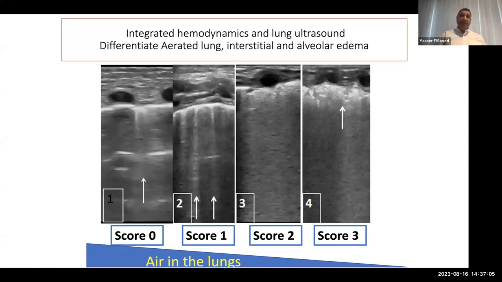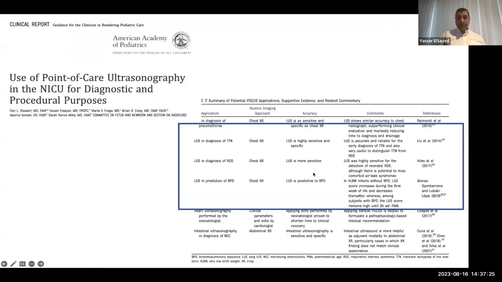Integrating hemodynamics with lung ultrasound instead of relying on X-ray, again, to optimize lung inflation is very important before considering pulmonary vasodilator. X-ray is very limited, but you can get a good idea from lung ultrasound, which is now the standard of care in our unit and a lot of units for evaluation of aeration and optimized ventilation. Lung ultrasound was recognized by the American Academy of Pediatrics, again in the same clinical report, and highlighted that it is superior and more sensitive compared to the chest X-ray in most of the parenchymal lung diseases.